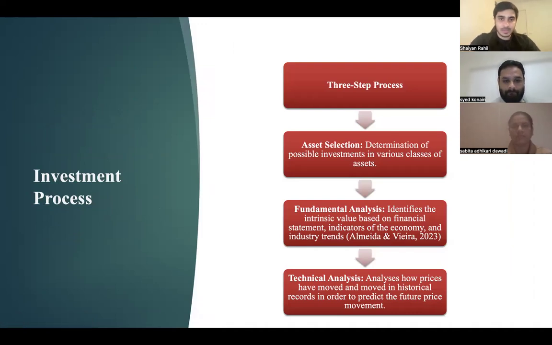Thank you. So I'm going to discuss the investment process in slide 5. We have a systematic three-stage investment process. First, asset selection involves identification of possible investments in various asset classes. Second, we use fundamental analysis to come up with intrinsic value by looking through financial reports, macroeconomics and industry factors. Third, we complement this using technical analysis, where we look at past price patterns and trading volume in order to predict future price movements. This combination guarantees extensive measurement of investment opportunities.